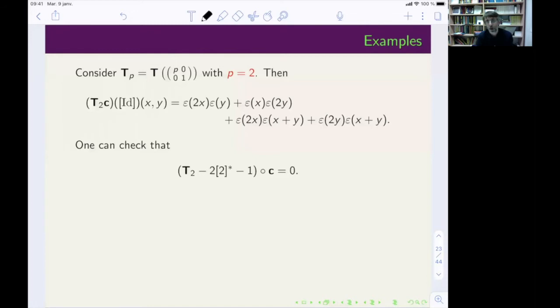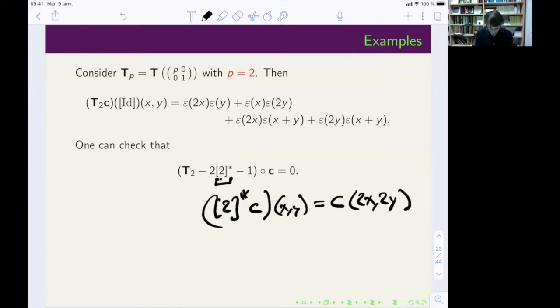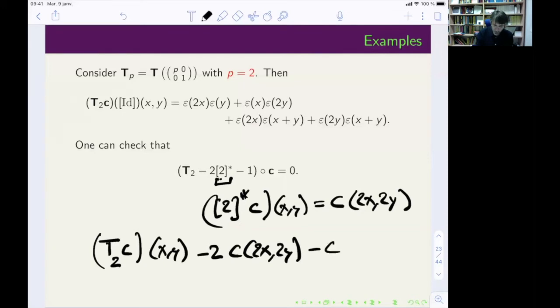So you have this formula, which is not so complicated, but it's only for prime P=2. One can check by hand that this operator T2, in fact, acts on C like another simpler operator. So what is this 2-star? Something very simple. 2-star of C(x,y) is just C(2x,2y). So in other words, this formula means that T2 of C, evaluated in identity, and then in (x,y), minus 2C(2x,2y) minus C(x,y) is equal to 0.